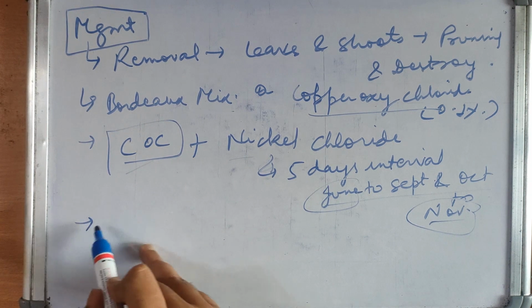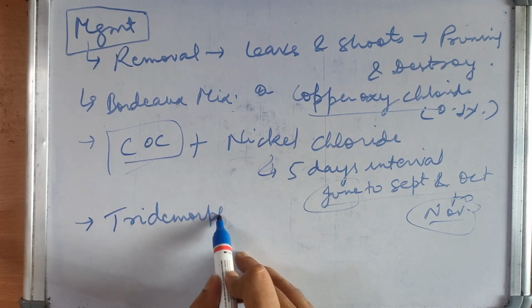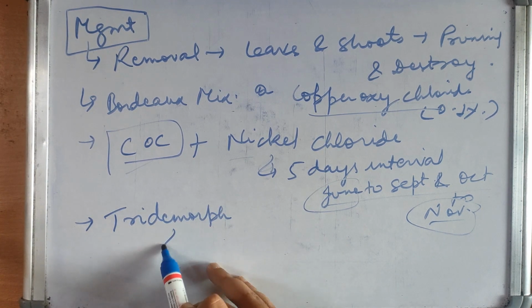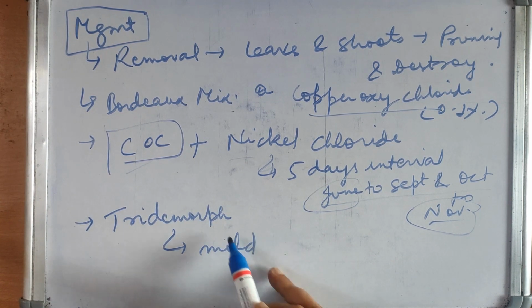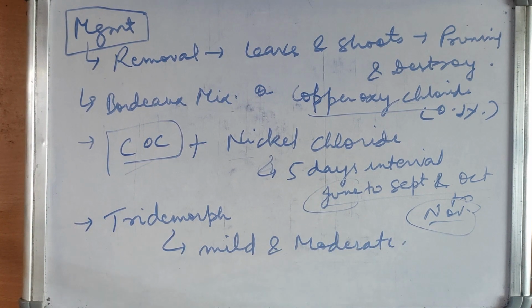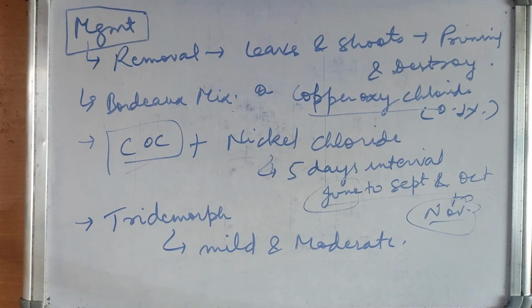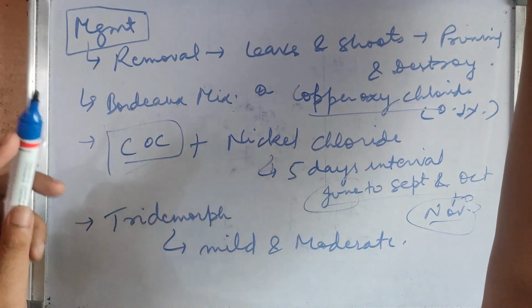We can also spray tridemorph under mild and moderate rainfall conditions. So this was the management of blister blight of tea. Now moving on to the next and the last disease of this session, that is potato spindle tuber disease.